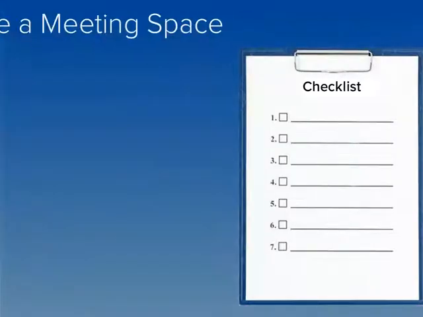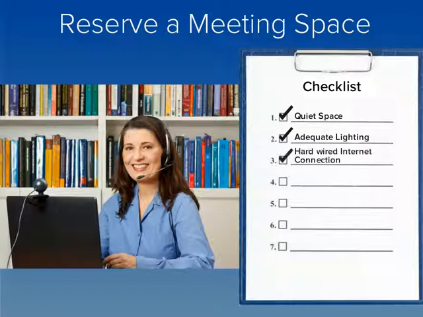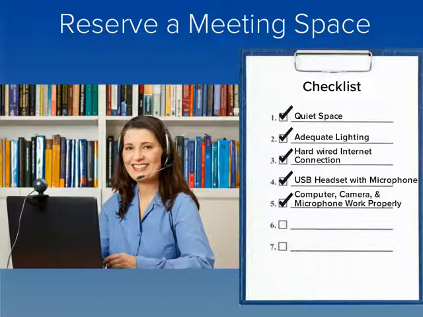Now let's take a look at some considerations you need to make for reserving a meeting space for your event. If you have presenters joining from a home office or small conference room, ask them to use a room that is quiet and has adequate lighting. Encourage them to use a hardwired internet connection instead of a wireless internet connection. Make sure they use a USB headset and microphone instead of a laptop microphone and speakers or a regular phone. Also, remind presenters to check their laptops, cameras, and microphones ahead of time to make sure they are working properly.